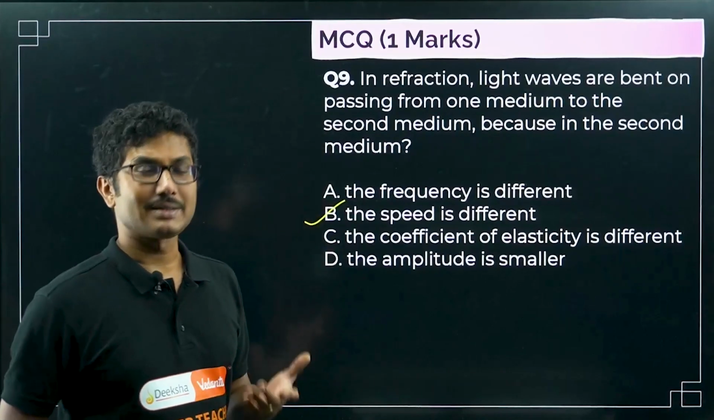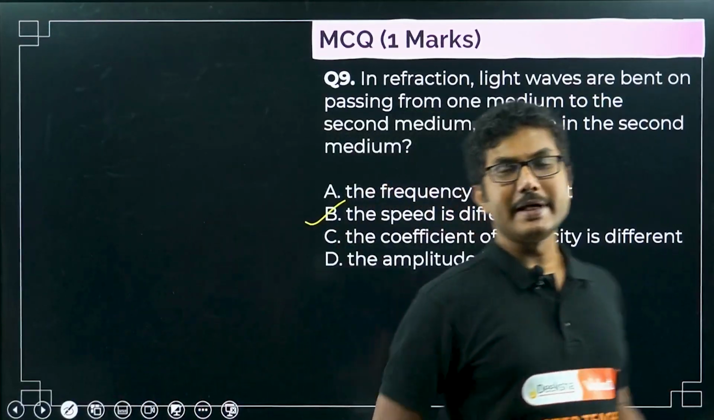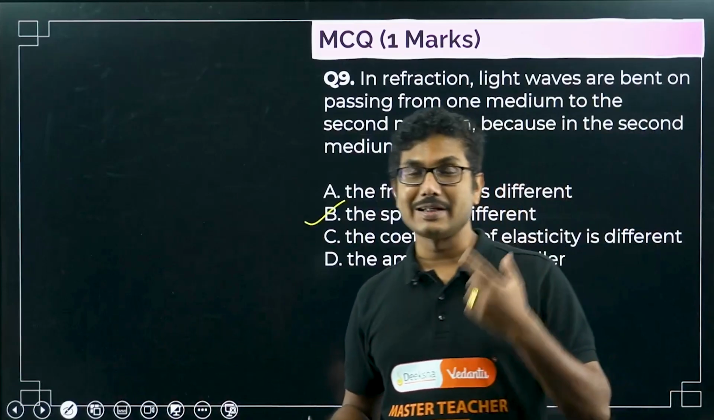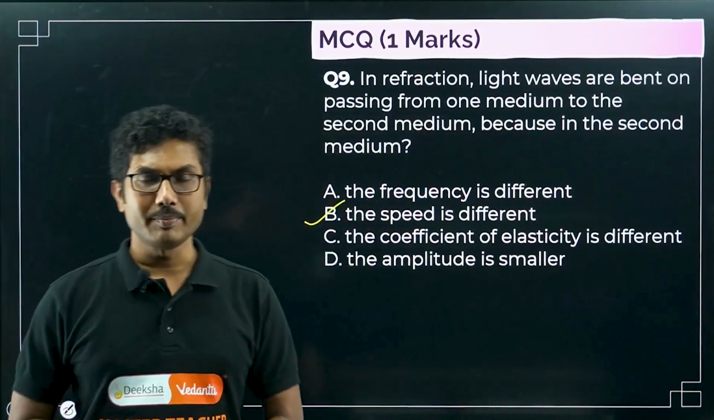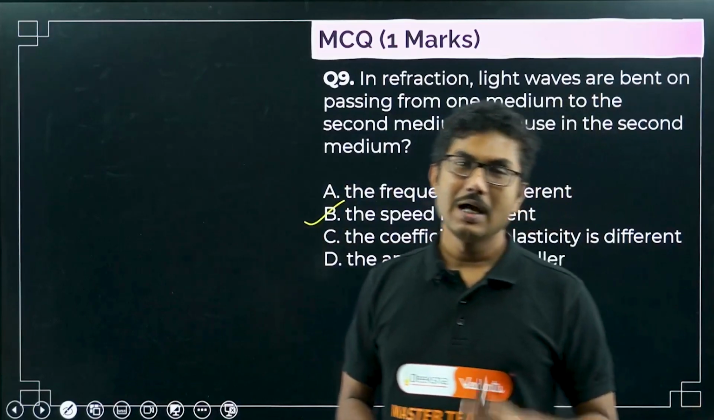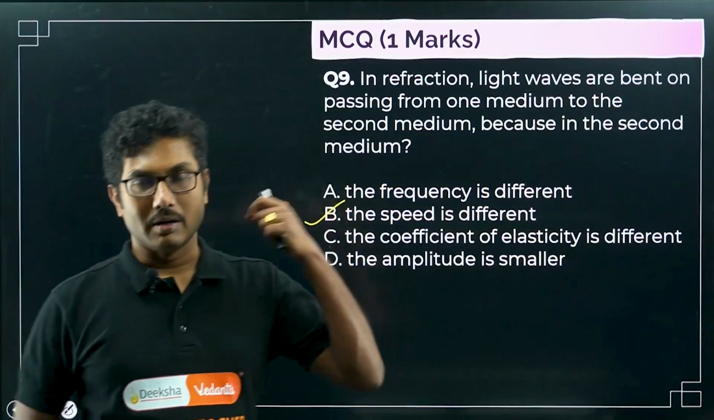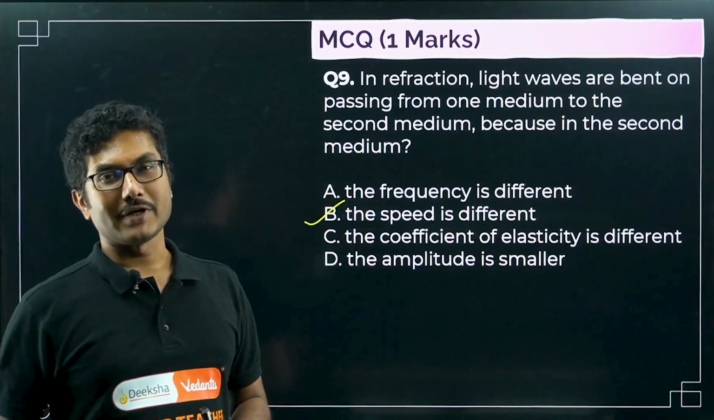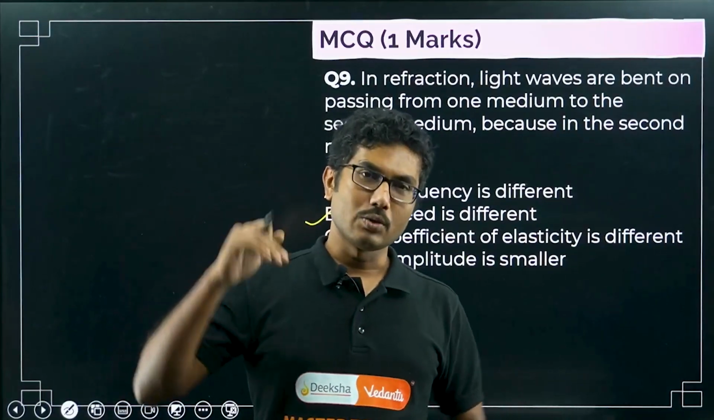Only thing that matters is speed, because of different speed. If the light is traveling from denser to rarer medium, then the light ray will bend away from the normal, and if the ray is traveling from rarer to denser medium, after refraction the light ray will bend towards the normal.